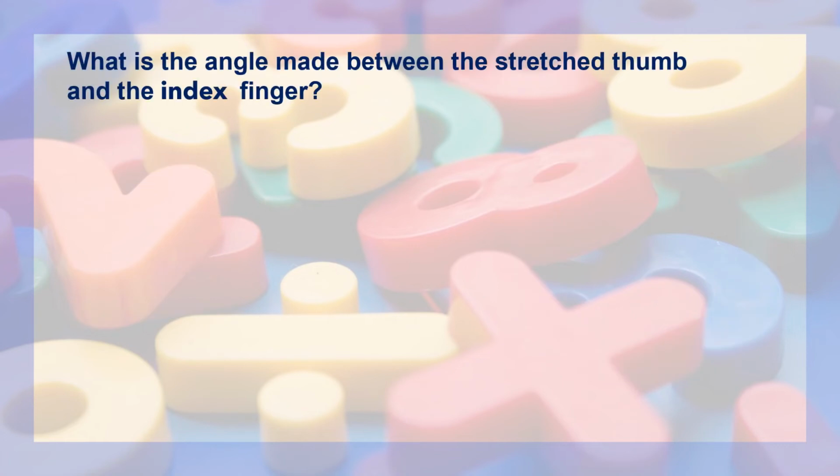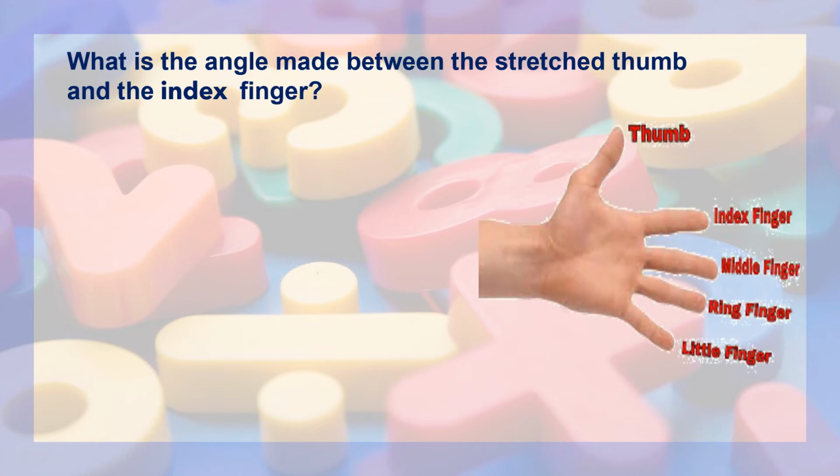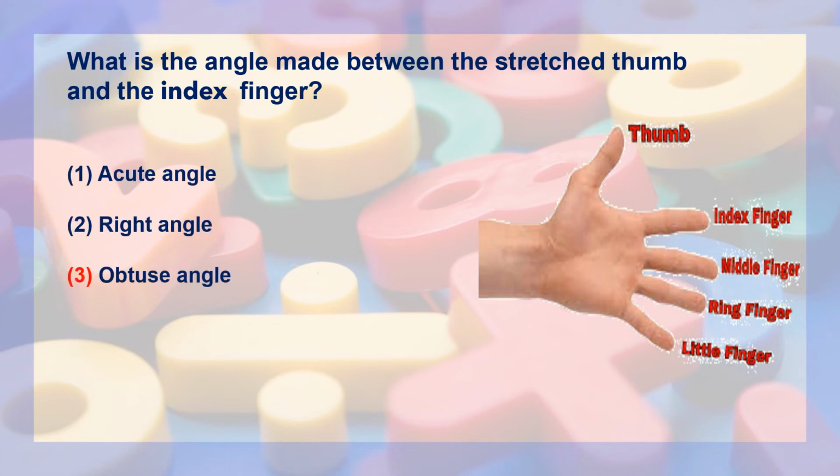What is the angle made between the stretched thumb and the index finger? Now here you can see my stretched thumb and the index finger. The first finger after the thumb, that is the index finger. Is it an acute angle? Is it a right angle? Is it an obtuse angle? Or is it a straight angle?